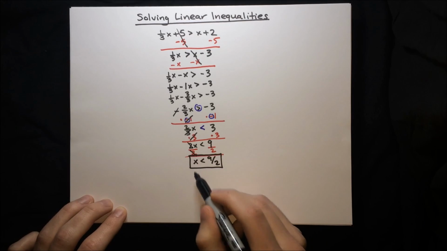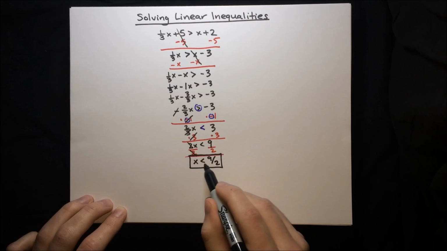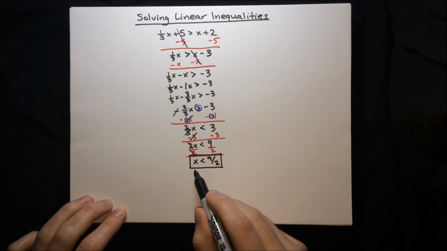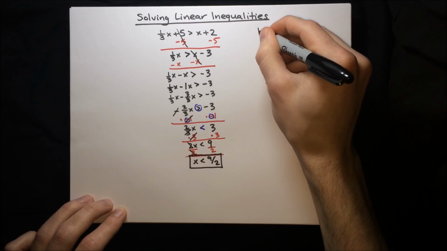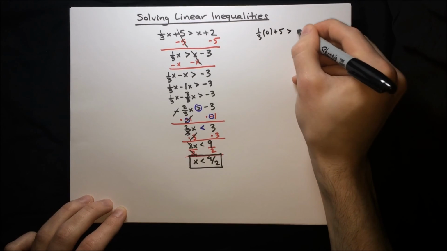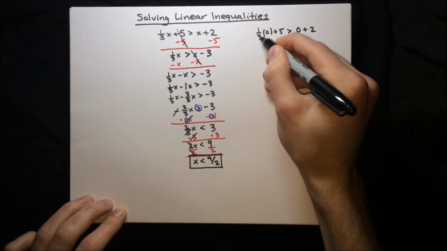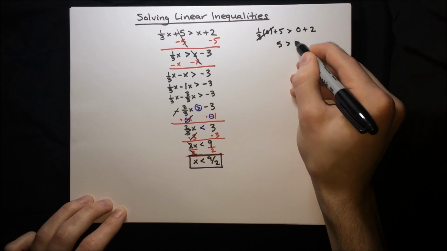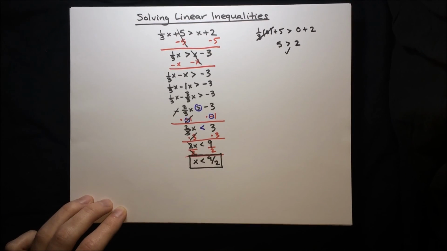We can check our solution by thinking, well, 0 is less than 9/2, because 9/2 is positive, so 0 has to be to the left of it. And if we plug in 0, that should work in our inequality. 1/3 times 0 plus 5 is greater than 0 plus 2. Well, 1/3 times 0 is just 0, and so we've got 5, and then 0 plus 2 is just 2. So yeah, checks out. So our solution seems valid.